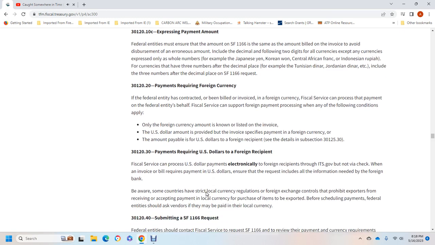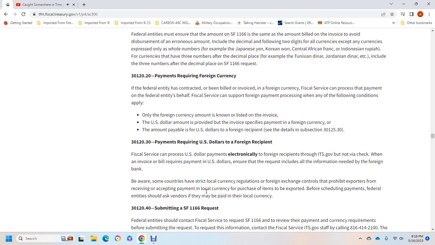312030, payments requiring U.S. dollar form of receipts. Officials will process the U.S. dollar payment by electronic form to the recipients through the International Treasury Service, Gov, not via checks, when the invoice or bill requires the U.S.